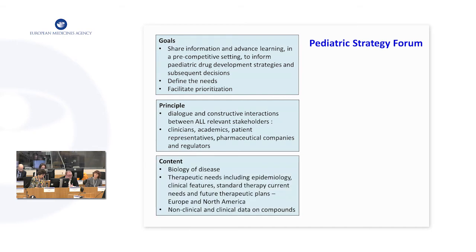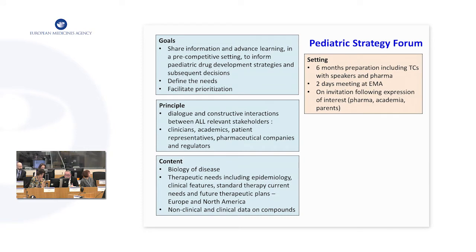The content is, first, to define the biology of the disease; second, to agree on the therapeutic needs, including epidemiology, clinical features, standard therapy, current needs, and future therapeutic plans. And we approach that in a joint initiative between Europe and North America. In addition, companies present the non-clinical and clinical data of the compound they are developing and that may be of interest for this disease. How is it done?